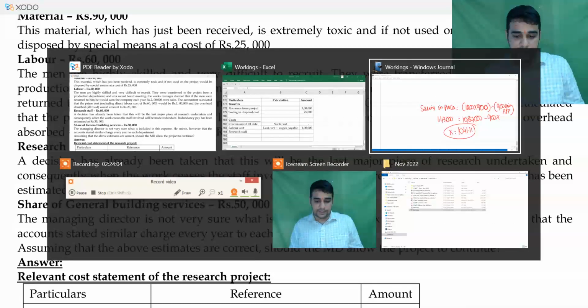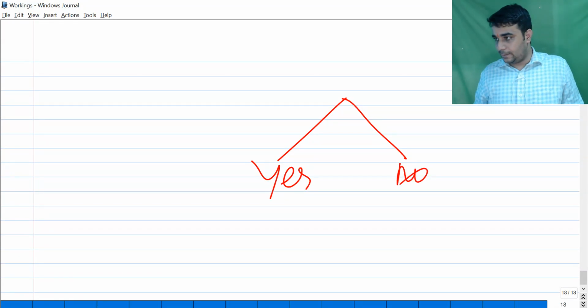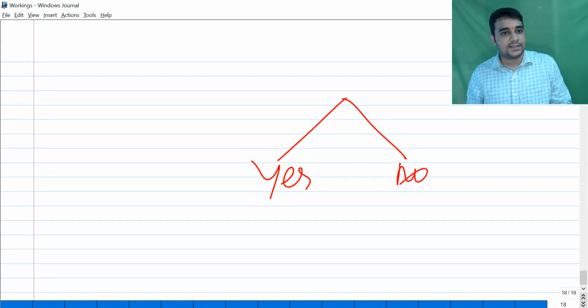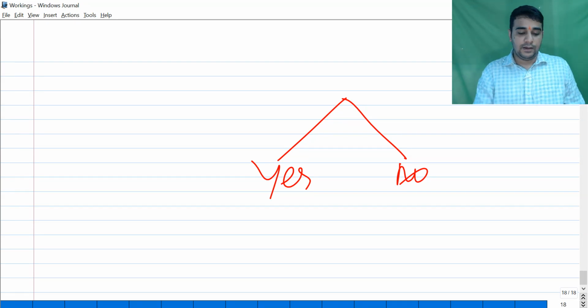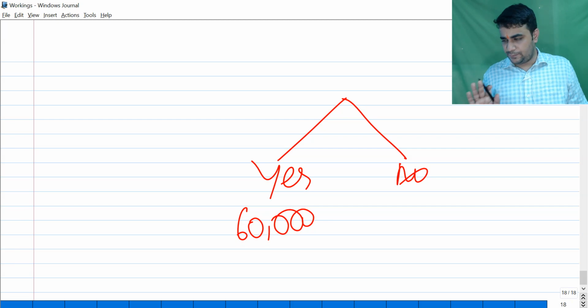In a yes scenario, the research staff will continue in the company. When they continue, you have to pay them 60,000. You will have to pay them 60,000.